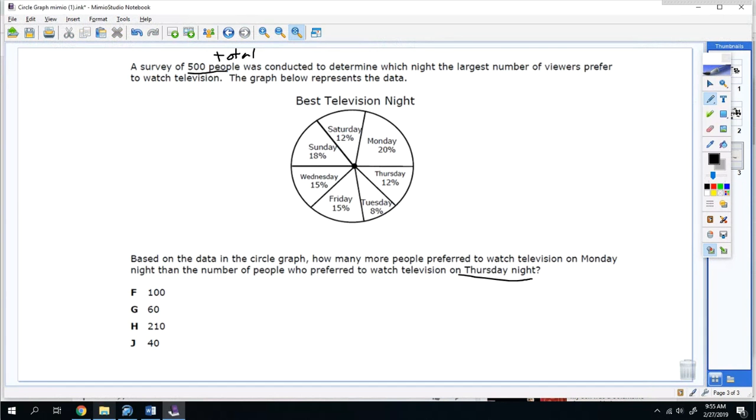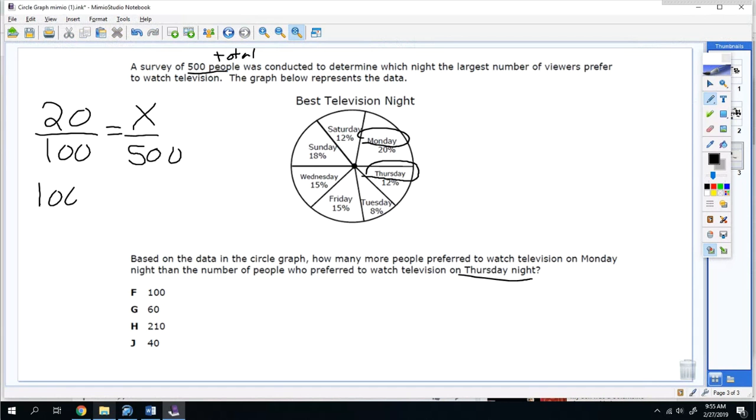So I'm going to circle Monday, and I'm going to circle Thursday so I don't lose track of them. Monday was 20% over 100%, equal to x over 500. So you cross multiply, you get 100x is equal to 10,000. So you divide by 100 on both sides. Cross off the 0, and you get x equals 100.